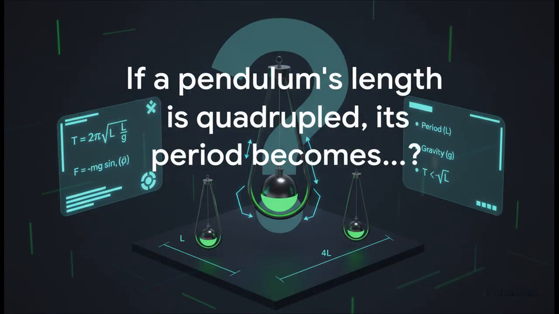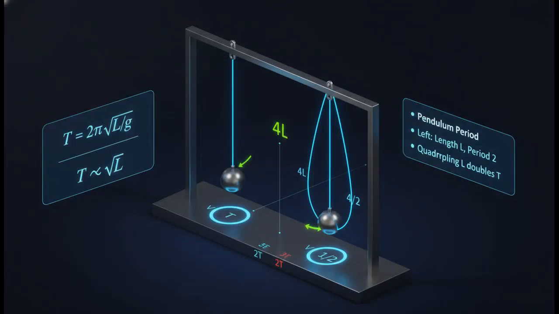Okay, pop quiz time, and you don't even need a calculator for this one. If you take a pendulum and you make the string 4 times longer, what happens to the time it takes to complete one full swing? Does it double, get cut in half, or become 4 times as long? The correct answer is A, it's doubled.